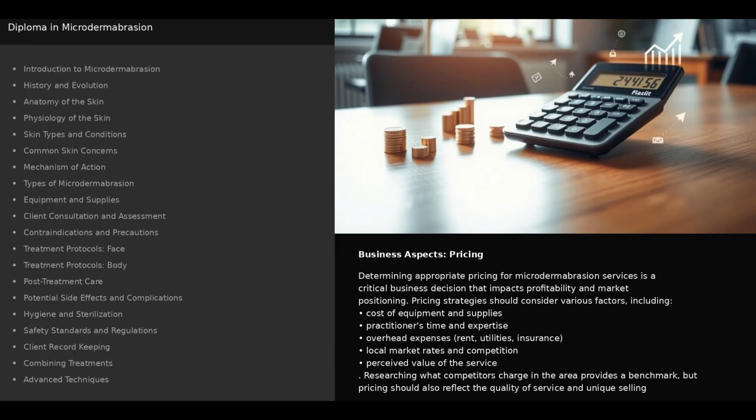Researching what competitors charge in the area provides a benchmark, but pricing should also reflect the quality of service and unique selling propositions. Offering different price points for single sessions versus package deals can attract a wider range of clients. Transparent pricing builds trust and avoids client confusion.